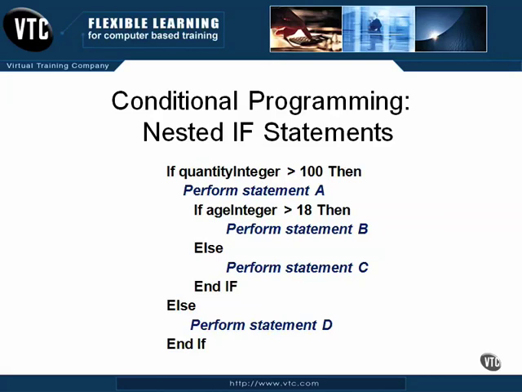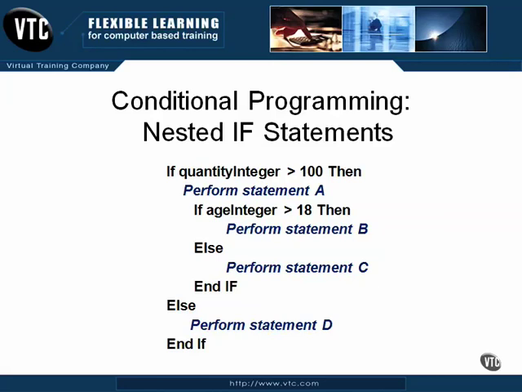In the first example, I have an if quantity integer greater than 100. Then, at that point, if that evaluates to true, the statement or statements that come next would be performed. Keep in mind that where I have perform statement A, that actually could be representing multiple statements. So the if statement quantity integer greater than 100 is evaluated and then executed appropriately.